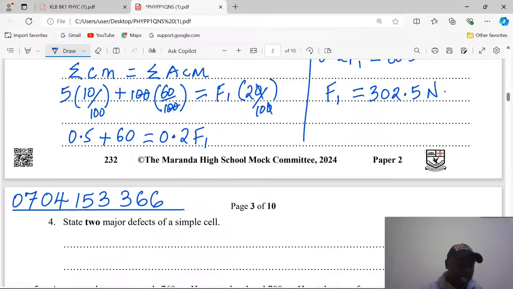Where are you getting the 10 from? I think I explained that.